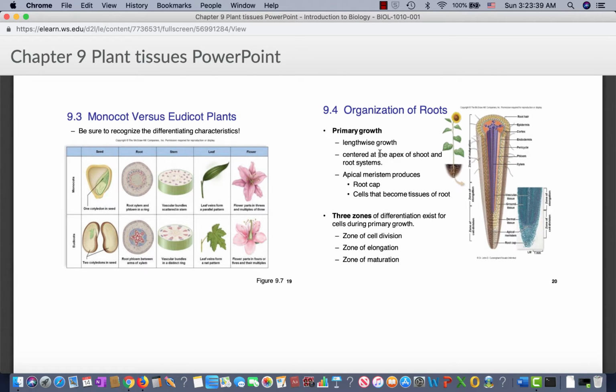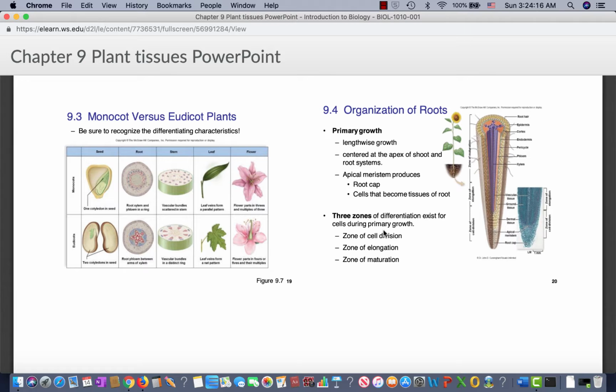For the organization of the root, you have primary growth, which is growing lengthwise, and that occurs down here at your apical meristem. And you've got the root cap kind of protecting the apical meristem here, but the root cap is just sort of acting as a defense. Then you've got the apical meristem right here, right before this dermal structure. That's where you're actually dividing.